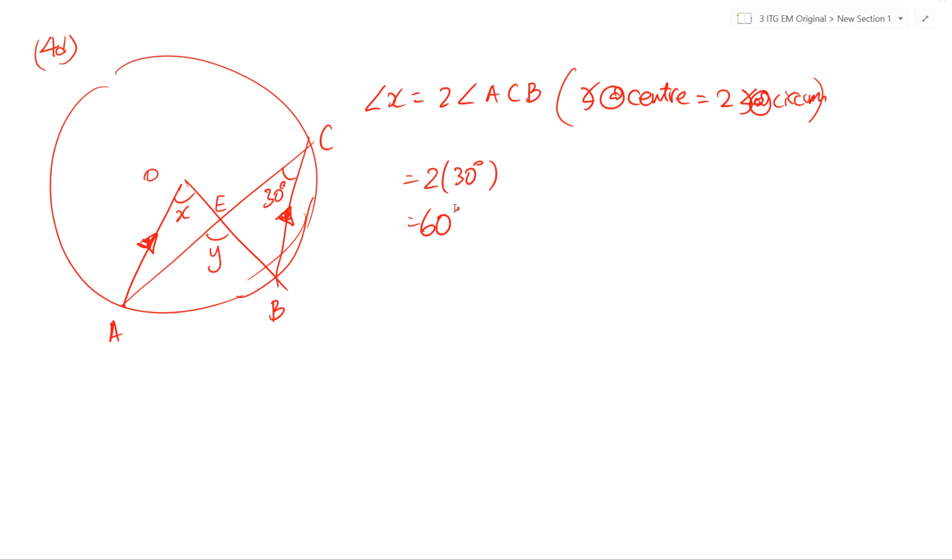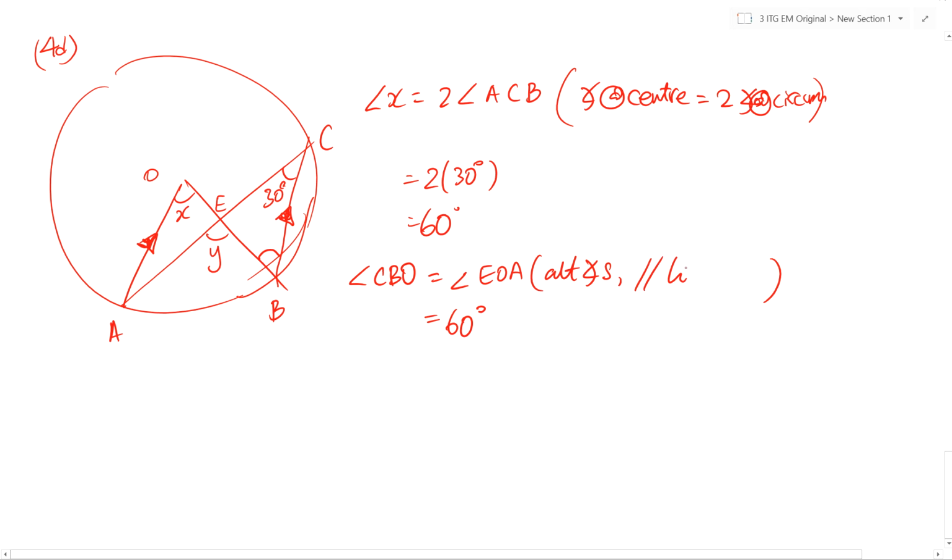Because again, what is so unique about this question that forces it to look like this? What are the qualities of that? Parallel lines, right? The parallel lines force an angle y over there to appear. So you definitely need to use something about parallel lines. Angle CBO is the same as angle x. Over here, angle CBO equals angle EOA, which is x, 60 degrees. But what is the reason? Alternate angles, parallel lines. Yes, this is what we expect to see.